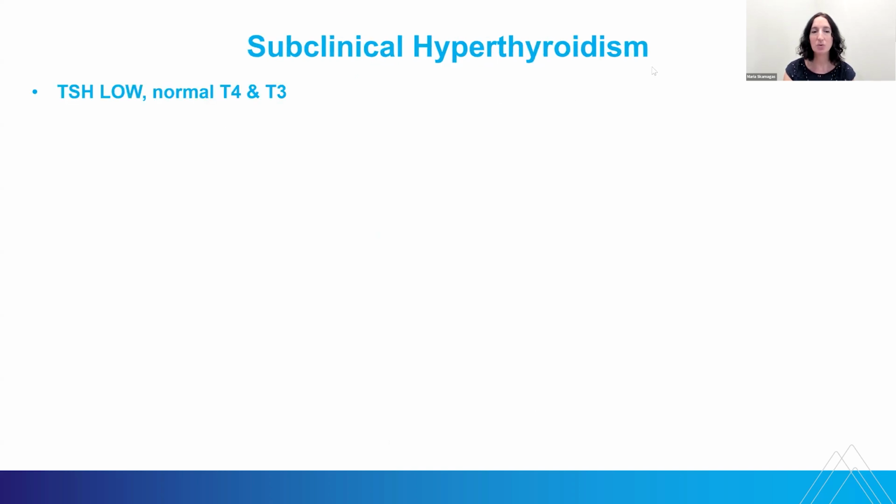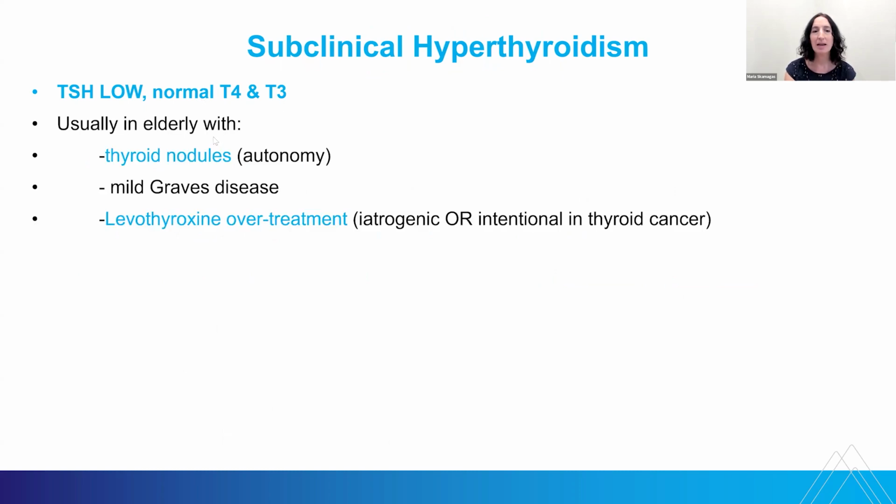Subclinical hyperthyroidism. So this is where you have a low TSH with a normal T4 and T3, and it's usually seen in the elderly with thyroid nodules. Again, there's some autonomy there, and it can be a borderline TSH at the lower limit of normal that eventually becomes overtly low. Mild Graves' disease can cause this, or again, levothyroxine overtreatment, iatrogenic or intentional in patients who have advanced thyroid cancer, who were suppressing their TSH intentionally to help reduce the risk of recurrence.